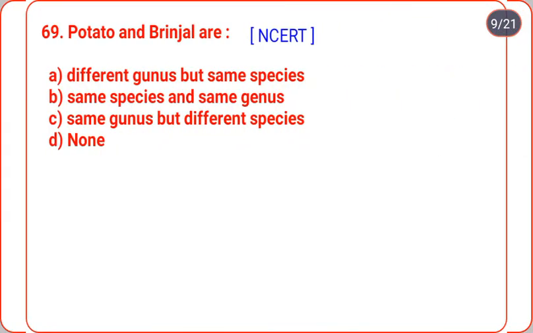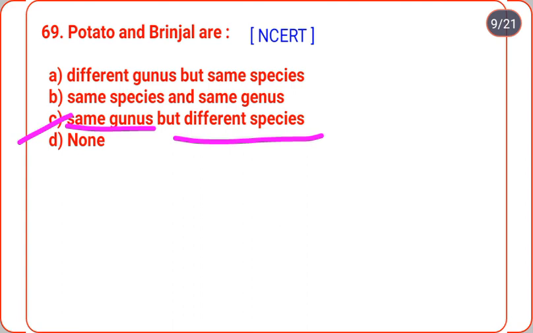Question number 69: Potato and brinjal are option A, different genus but same species; option B, same species and same genus; option C, same genus but different species; option D, none of these. Our correct answer will be option C. Potato and brinjal are the same genus but different species.